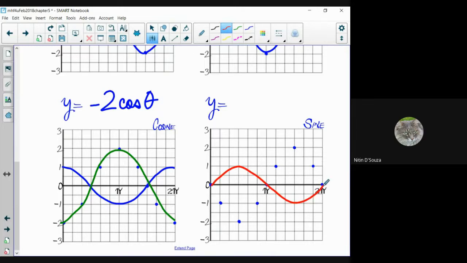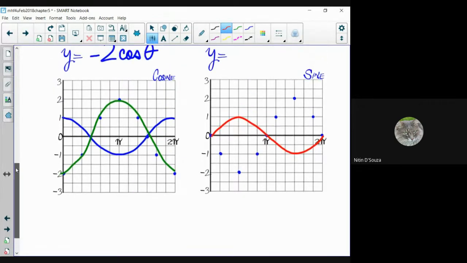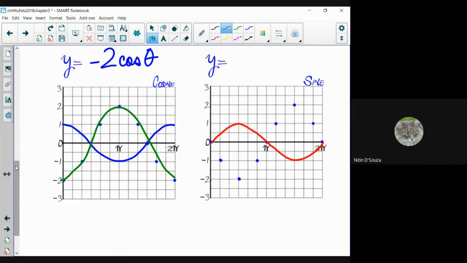So there's my sine curve. My max of 1 became negative 2. My min of negative 1 became positive 2. And again, you can see something here. You see the 1 square? 1 times minus 2. Negative 1 times minus 2. In terms of squares, not numbers, right? So this looks like minus 2 sine theta.